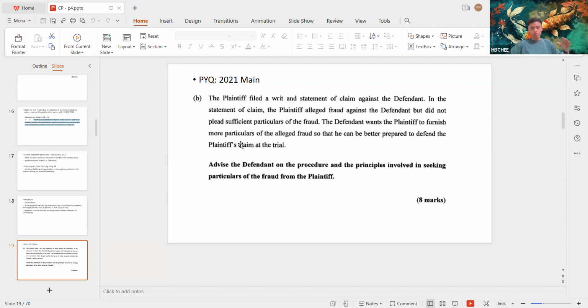Now you have to start your answer. Like the introduction, how to advise the defendant. Then you go on the issue of further and better particulars under Order 18 Rule 12. Then you go on for the procedure. And that is all your answer for the 8 marks. I know it's always easy. Okay. So maybe the defendant wants the plaintiff to amend the pleading.